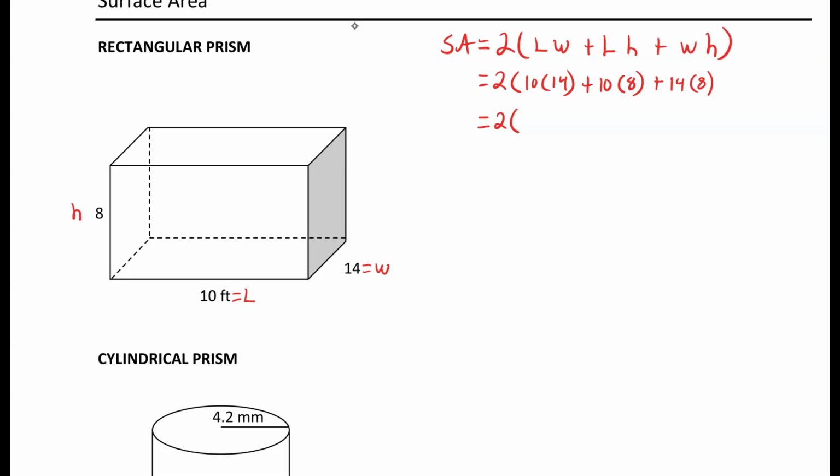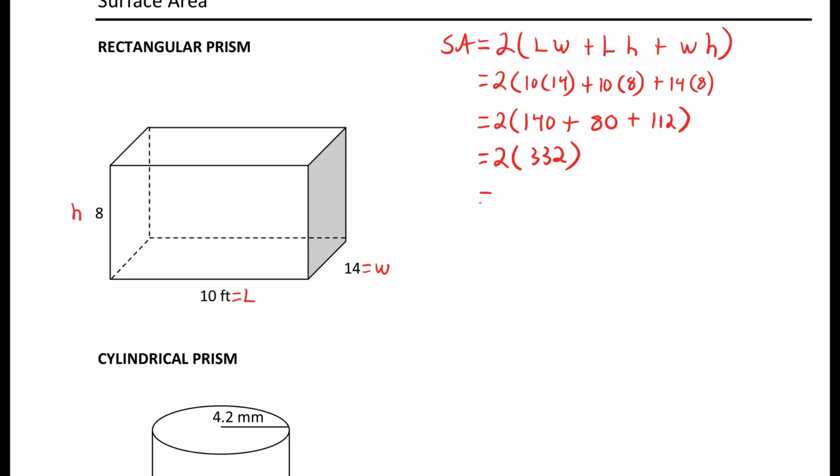So our first part here is the length times the width, which is 10 times 14, which is 140. Next, we have our length times our height, which is 10 multiplied by 8, which is 80, plus we have our width times our height, so 14 times 8, which is 112. Close that bracket. Next thing we have to do is carry the 2 down again, and we have to add everything that's inside the bracket. So that's going to add up to 332.